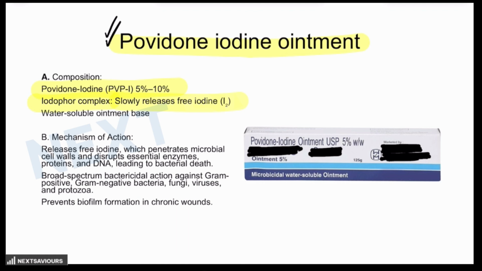Now, the mechanism of action is that it releases free iodine, which penetrates the microbial cell wall and disrupts essential enzymes, proteins, and DNA, leading to bacterial death. So, this is a bactericidal cream, and it has a broad spectrum of bactericidal action against gram positive, gram negative, fungi, viruses, and protozoa. And most importantly, it is responsible for preventing biofilm formation in chronic wounds. So this is how it can be identified. These are the mechanisms, and these are used in the management of the contaminated wound.